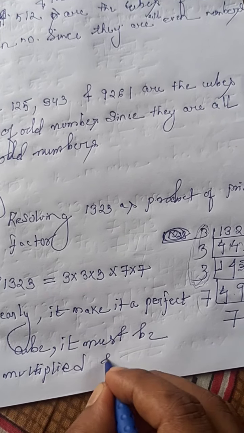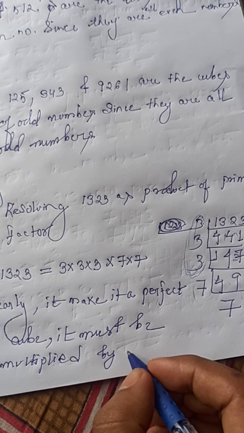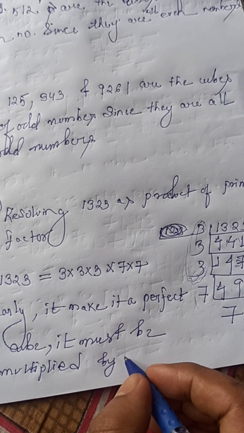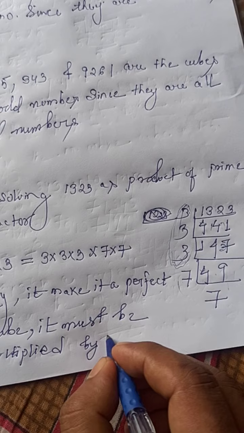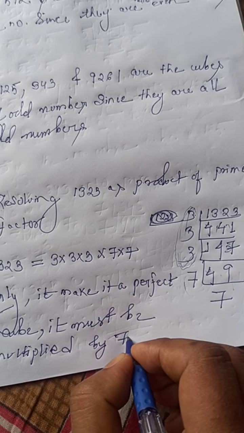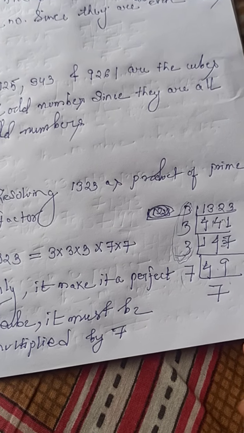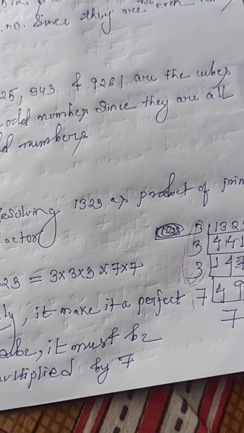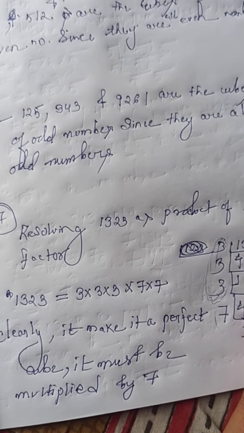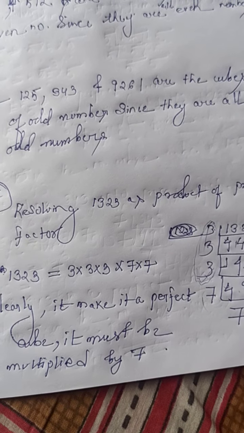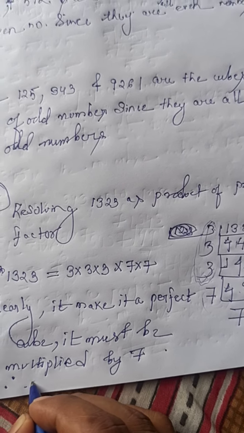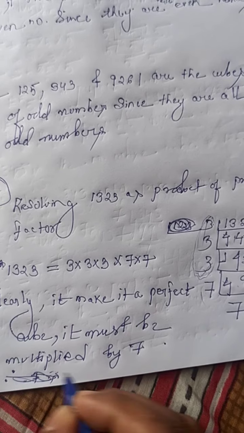Multiplied by what? Multiply by 7. So if you multiply by 7, then we will get the answer. If you multiply by 7, then the group of 3 will be a perfect cube, understood. So this is the answer if you multiply by 7. Therefore we can say that 7 is the smallest number, or if you don't write it also, no problem.